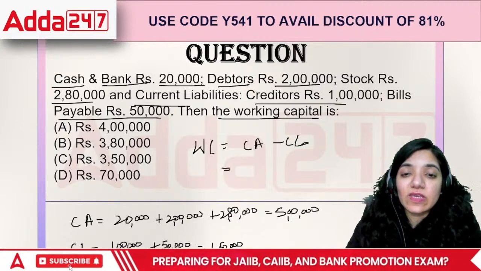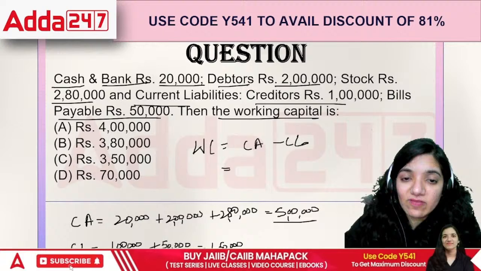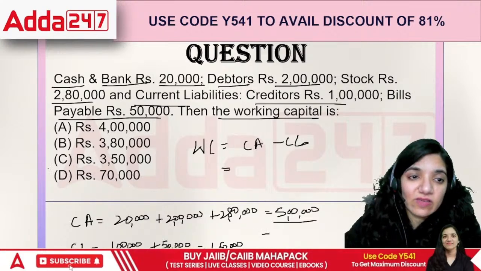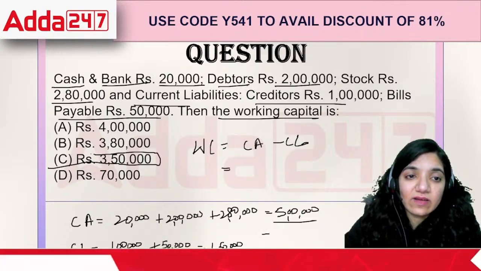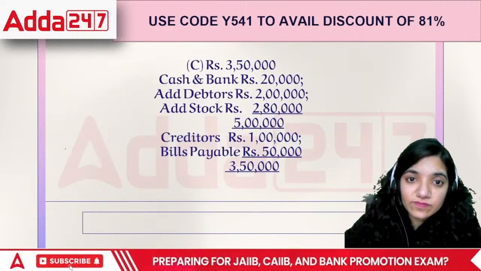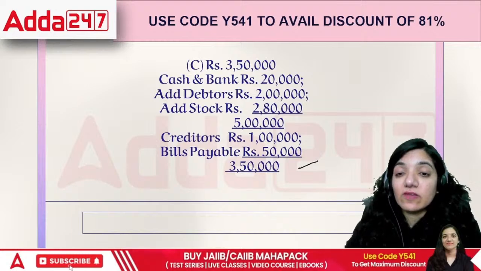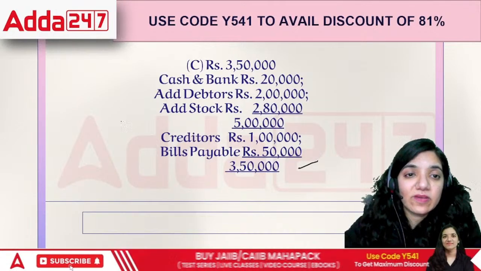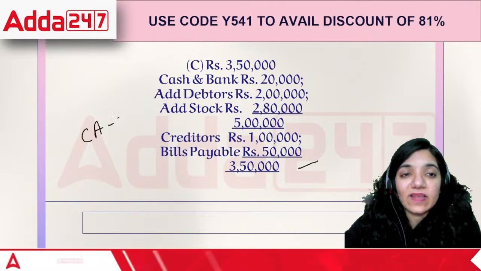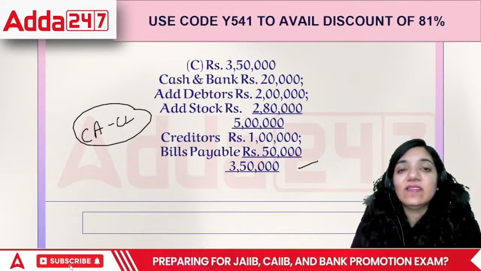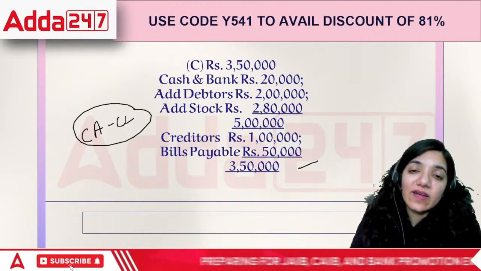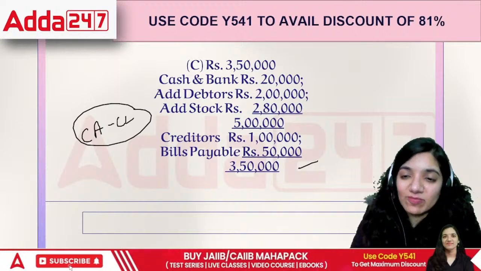So what would be the working capital? Just deduct 5 lakh and 1 lakh 50,000, giving us a value of 3 lakh 50,000. That is our working capital. The formula for working capital can be defined as CA minus CL. This is the formula: current assets minus current liabilities.